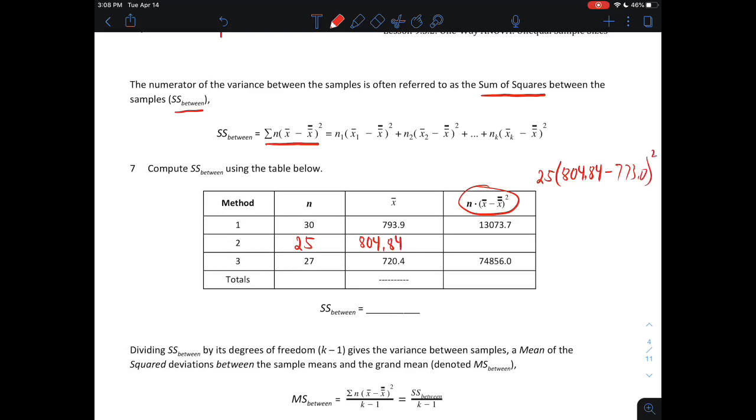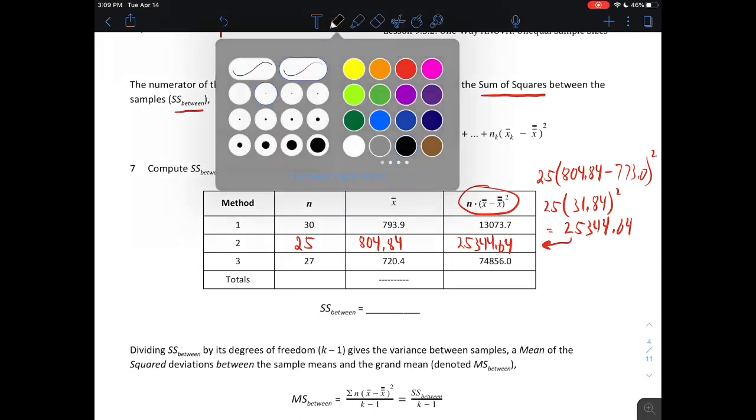So I have to do the subtraction first. 804.84 minus 773. So this becomes 25 times 31.84. And then I have to square that and then multiply by 25. So this becomes 25344.64. And that's what gets entered here for method 2. There's actually a couple of typos in what they have written here, so I'm going to change those.